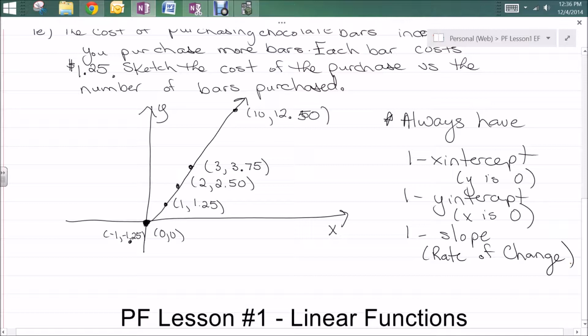In this context, if I calculated the slope, no matter how I did it, no matter which points I used, the slope would be 1.25. Reason? Because it's going up by $1.25 each time. The rate of change. As I buy more chocolate bars, I'm going up by $1.25. The slope of this context is $1.25. It's the rate of change.